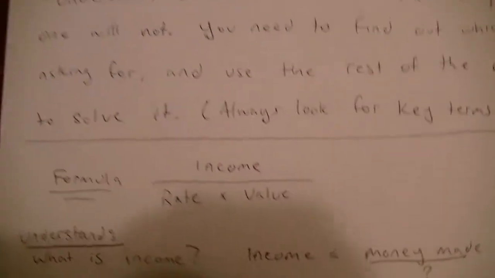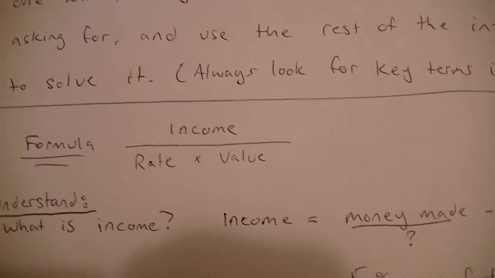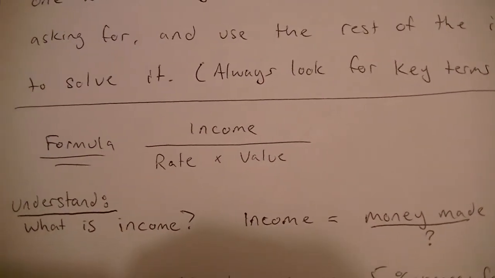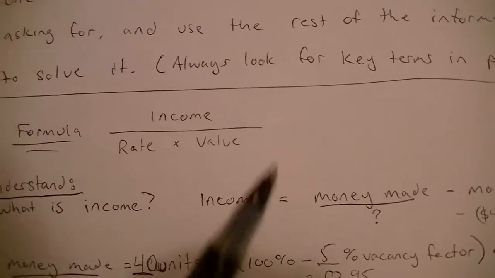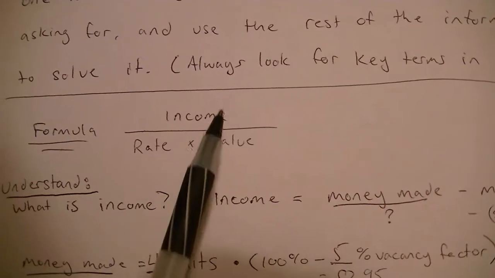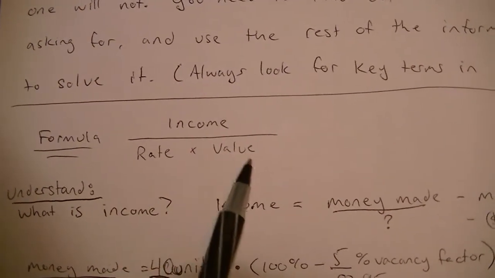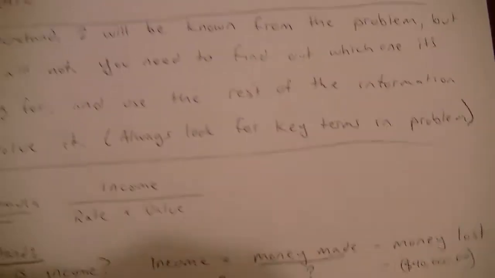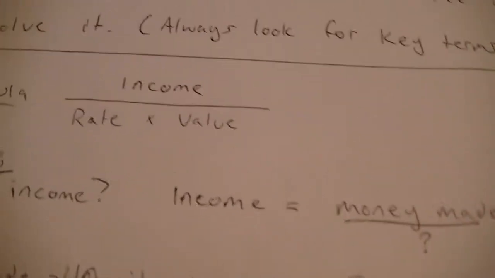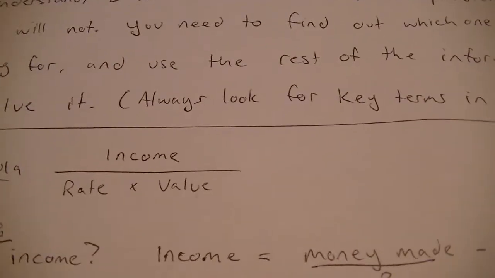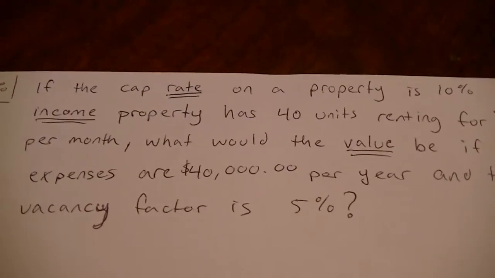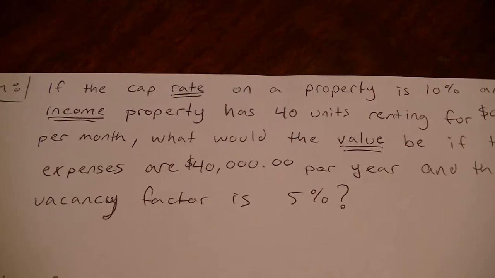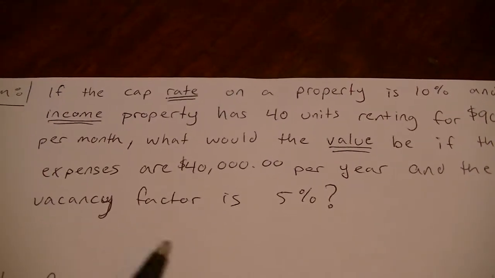Okay, now the formula is always going to be the same no matter what. This is helpful because if the formula changed, it'd be really confusing all the time. Alright, now it's always going to have income on top and then rate times value on the bottom. Okay, now, like I said, if you look at the problem, you can read it and see which ones it gives you and which one it doesn't.